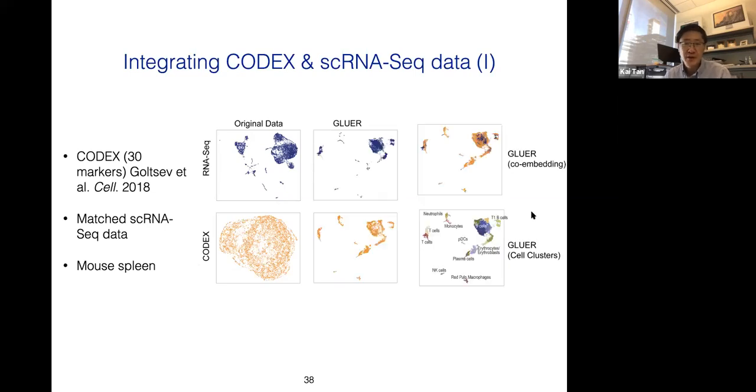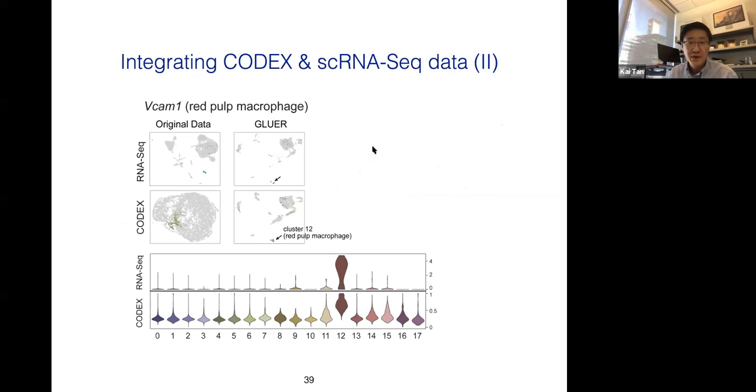And after integration by GLUER, we can clearly see clusters for both the co-embedded RNA-seq data and the protein data. And these different clusters represent known cell types in the mouse spleen. And the different clusters clearly show cell type specific RNA expression and protein expression. This is an example of the VCAM1 gene. It's a marker gene for the red pulp macrophage in the spleen.